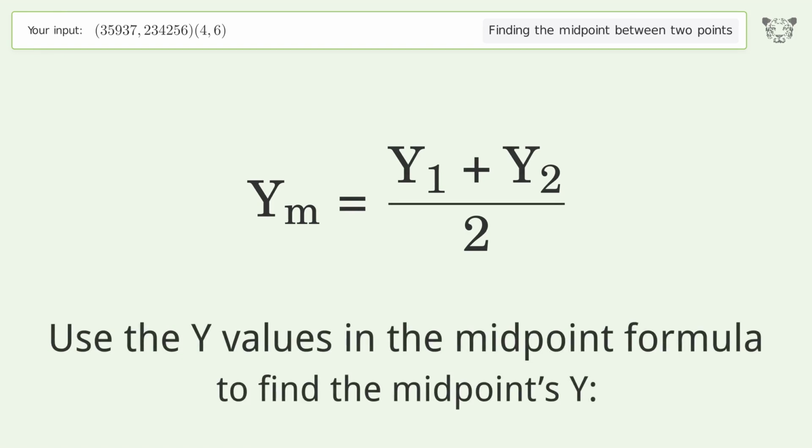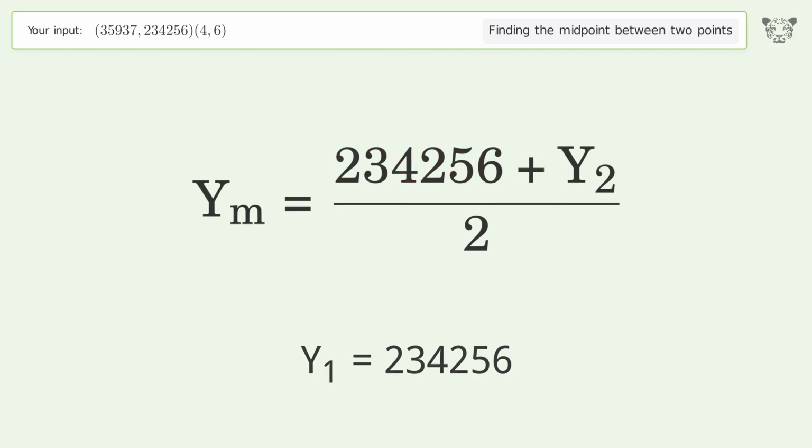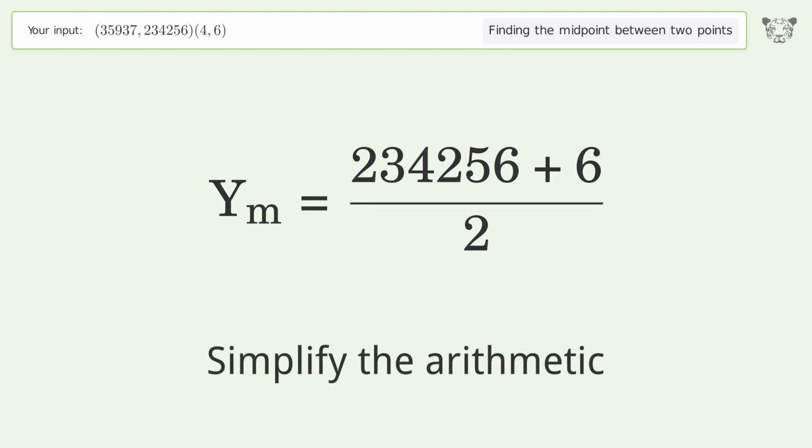Use the y values in the midpoint formula to find the midpoint's y. y1 equals 234256. y2 equals 6. Simplify the arithmetic.